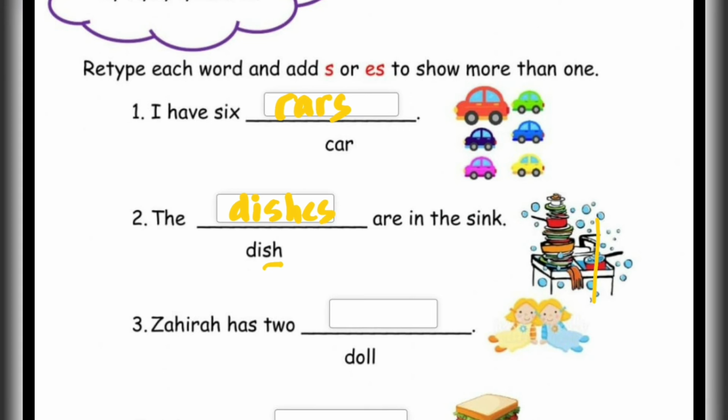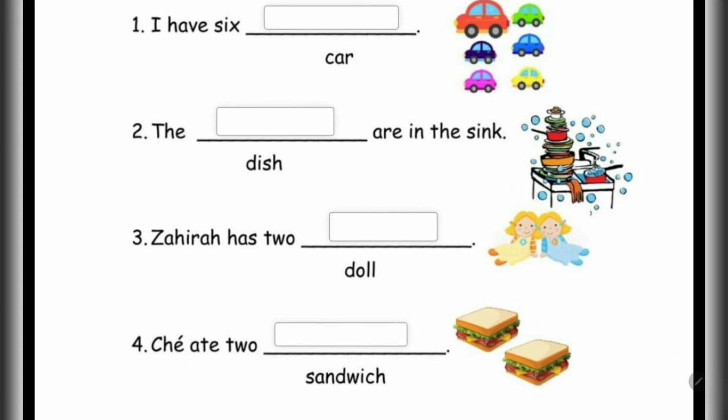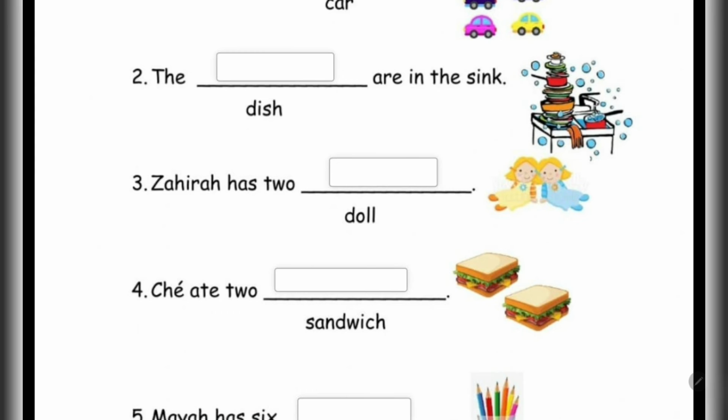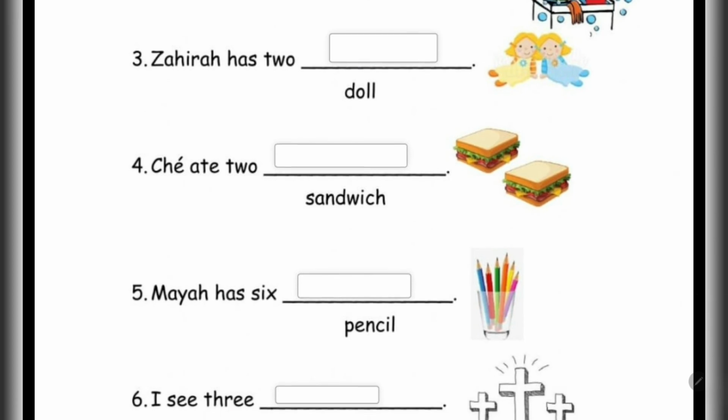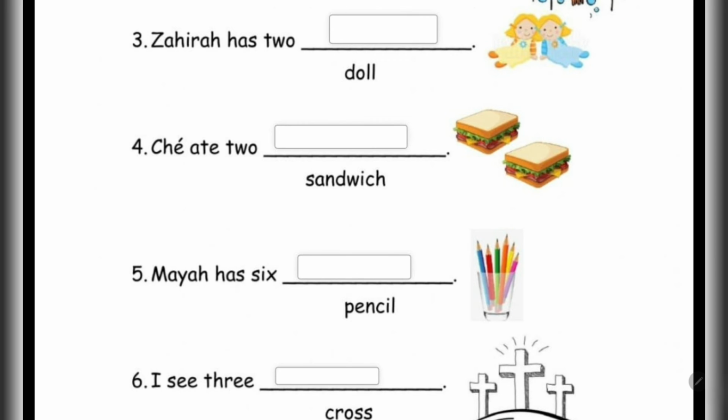Then coming to number 3, Jahira has 2 doll. We are going to write, so there are 2 dolls. So we are going to write dolls. Now coming to number 4. She ate 2 sandwich. Here the word ends with ch. So what are we going to write? Tell me. Yes, sandwiches.